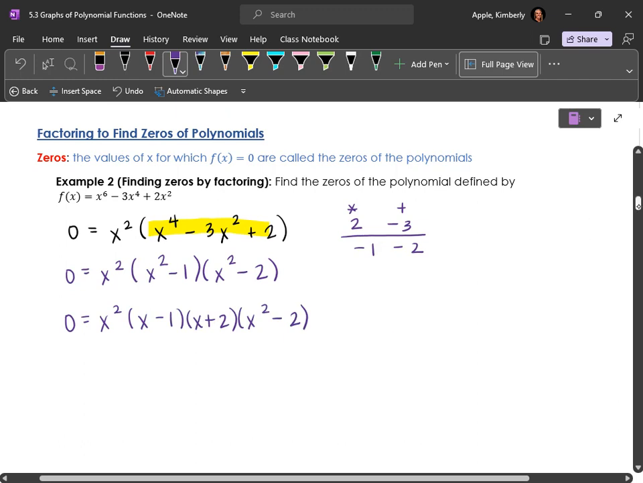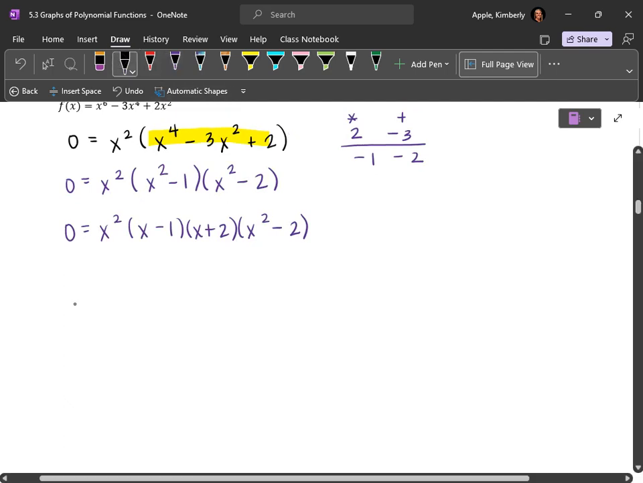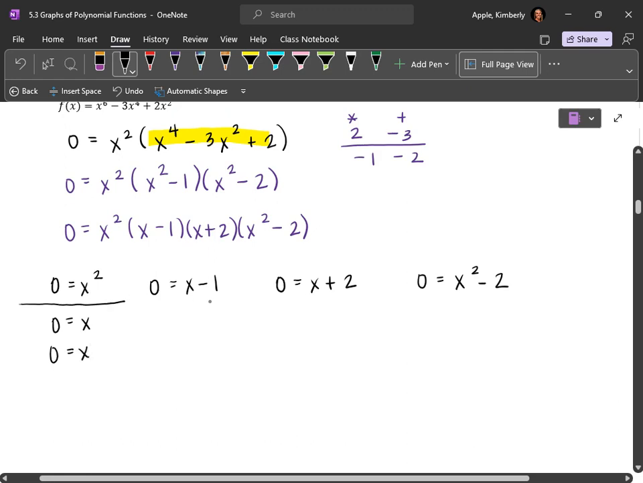And once you factor it, according to the zero product property, we can actually set each of the factors equal to 0 and solve them independently, which is really, really handy to do. So this time I'm going to show you that long process, and afterwards I'm just going to start going straight to the zeros. So this would just be x equals 0 twice, right? Because if you have a square, you're going to end up with two roots. This would be x equals 1. This would be x equals -1. And this one we would have plus or minus the square root of 2.